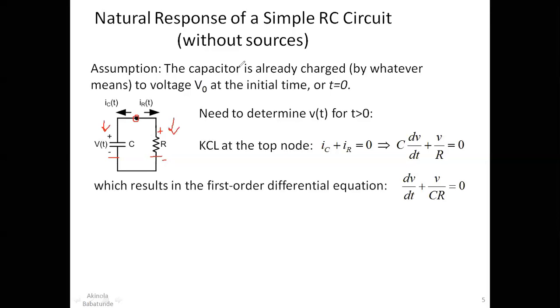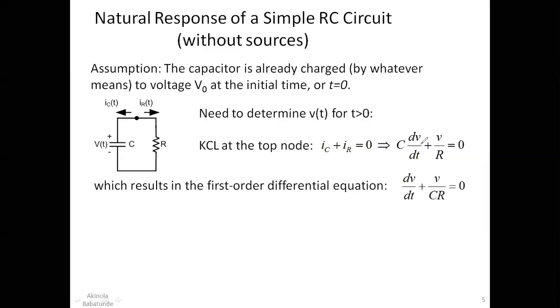If you implement KCL at this node, we already said from the beginning that a current that enters a node, we represent with a negative polarity, and a current that leaves a node, we represent with a positive polarity. The sum of all currents around the particular node must be equal to 0. Here IC is leaving the node, and IR is also leaving the node. That simply means both of them will carry a plus sign. So IC plus IR will be equal to 0.